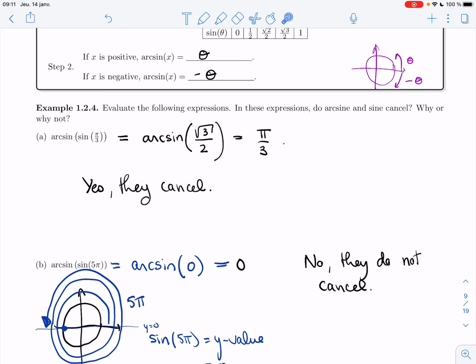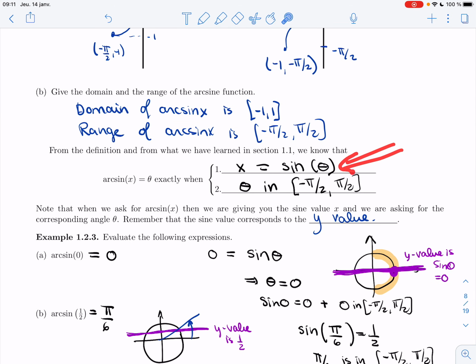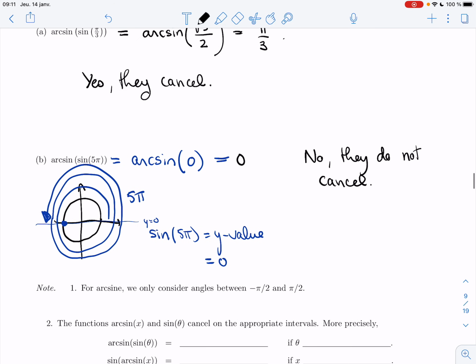All right, now I want to answer why or why not. So if I'm just looking for an angle whose sine is equal to this value, x, then 5 pi would be a valid answer. However, I have a second condition. Let me go back here. So 5 pi would have worked here, but I have this second condition that I need to find an angle between minus pi on 2 and pi on 2. So even though 5 pi would work for the first condition, I'm not allowed to use it because it's not in my chosen interval. And so here it doesn't cancel because 5 pi is not in our chosen interval for arcsine, and so it would never be a value that you could get out of it.